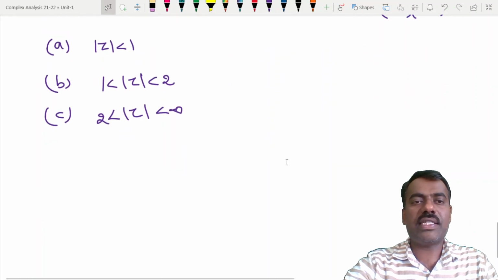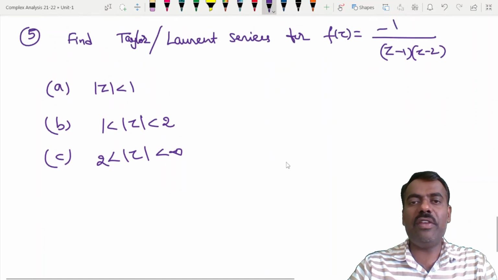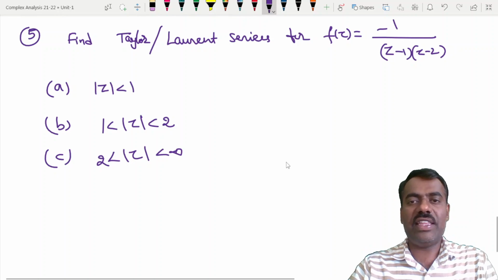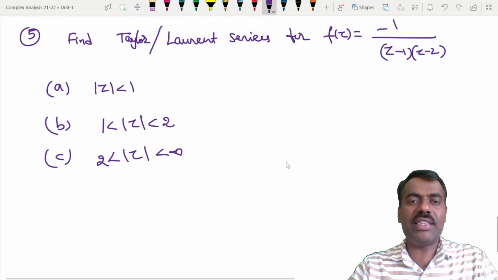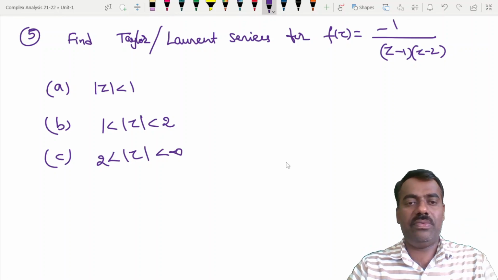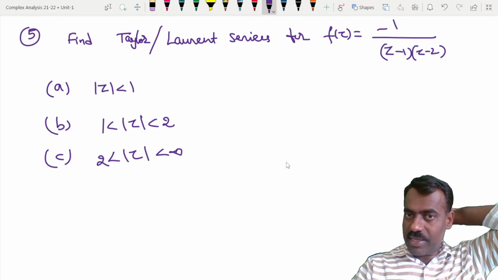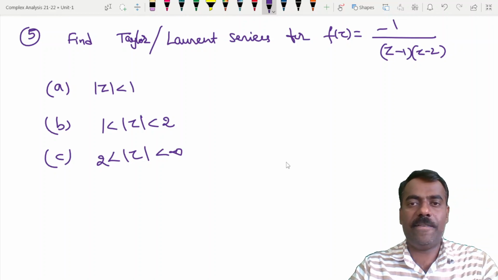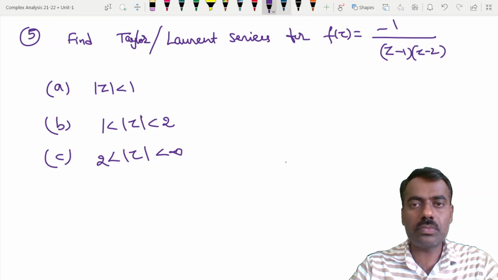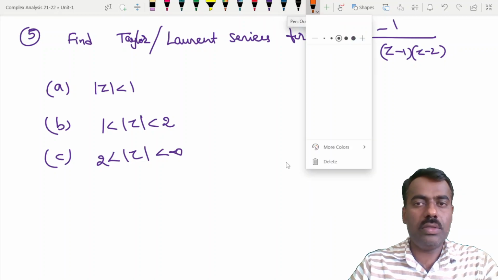Now how we will do this is how we can simplify this f of z, and we'll see whether it is analytic. If it is analytic, then we get the Taylor series, or the Laurent series when we have an annular region. Okay. Fine. Let's find the solution.